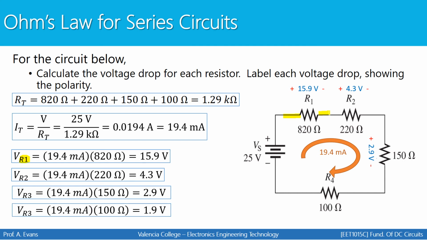Lastly, the voltage for R4 is going to be your 19.4 milliamps times 100 ohms, which is going to give you 1.9 volts. And yes, this is a typo. That should say R4. And the polarity for R4 is shown here. Remember, current enters on the right and exits on the left. That's why the plus and minus look backwards compared to up here. Very important to pay attention to the flow of current in any circuit that you are analyzing. Those polarities mean something, so we always have to make sure that they're labeled correctly.